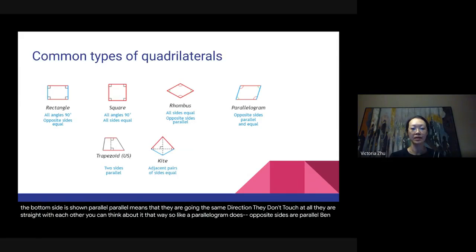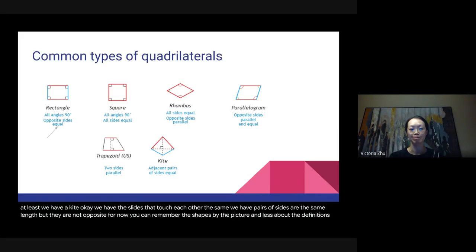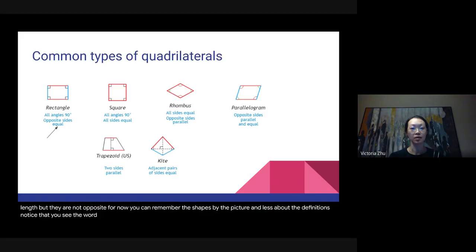Last but not least, we have a kite. A kite, we have the sides that touch each other the same. We have pairs of sides that are the same length, but they are not opposite. For now, you can remember the shapes by the picture and less about the definitions. Notice that you see the word equal. What's a better word for that? That's right, congruent.